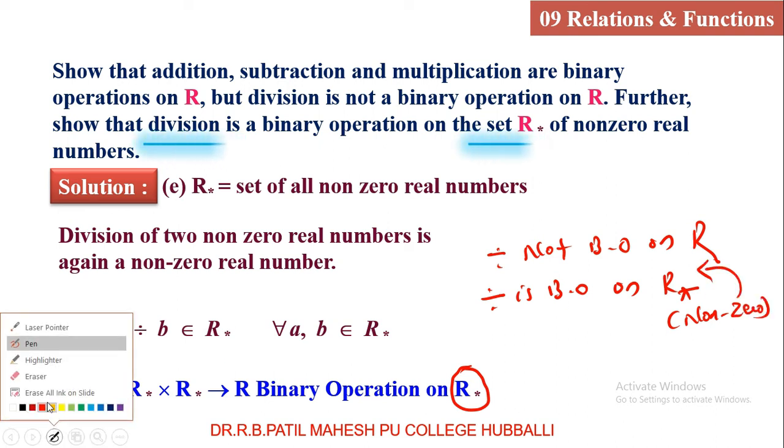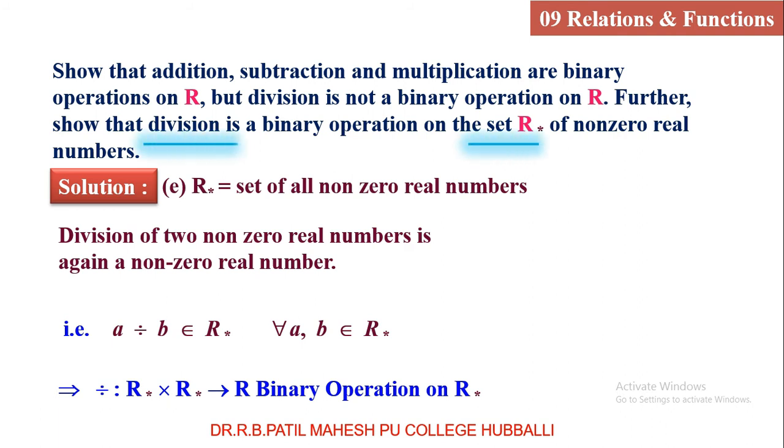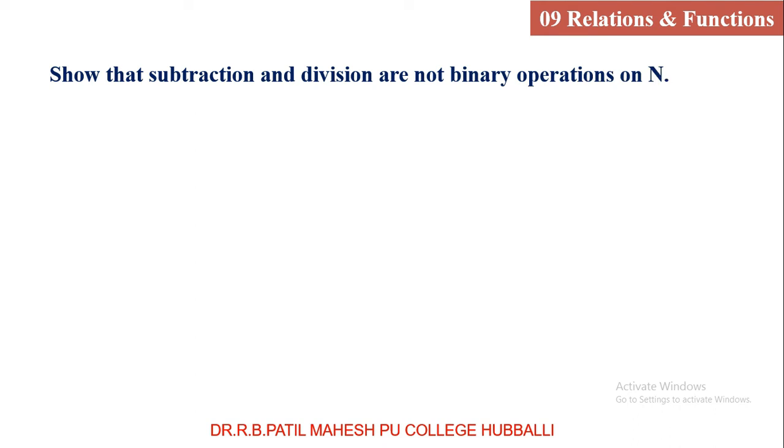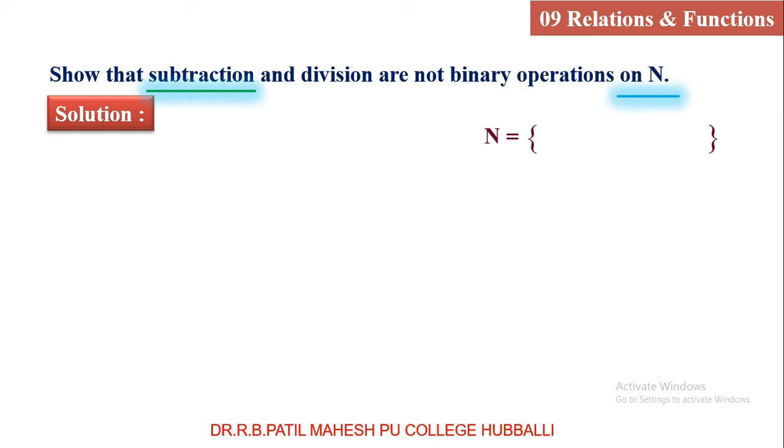So this is one basic question, students. Then we'll have some more problems on binary operation. Show that subtraction and division are not binary operations on the set of natural numbers. Let us have the solution. First we'll take subtraction. Dear students, you know that the set of natural numbers is 1, 2, 3, 4 and 5 up to infinity. Natural numbers means counting numbers.